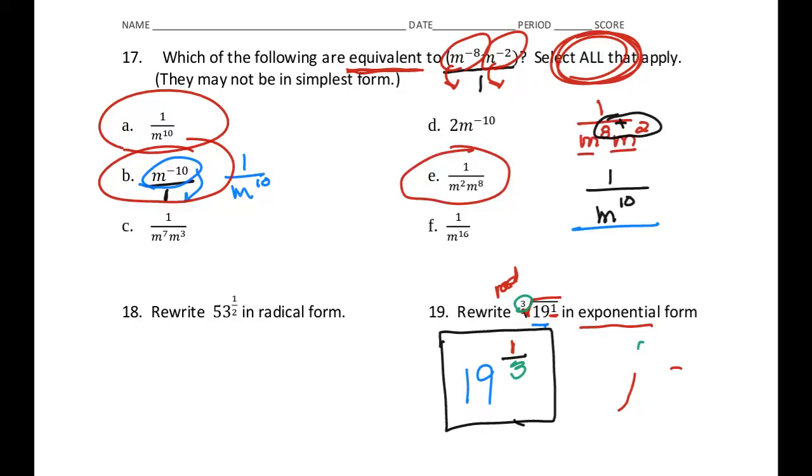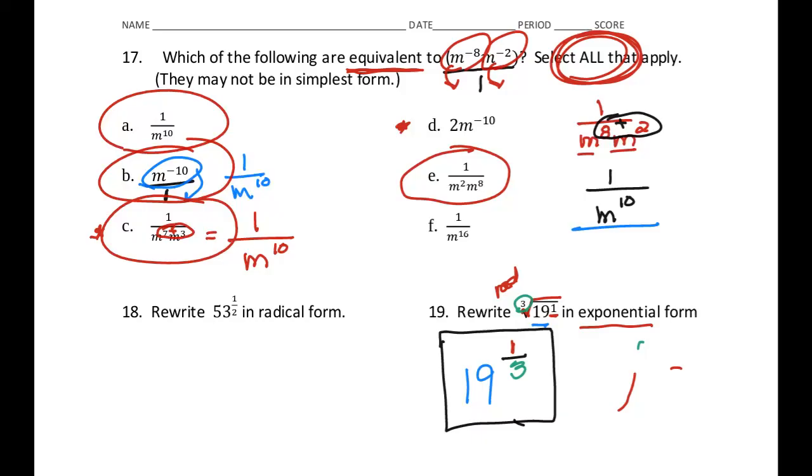Well, D's up here. Here's C. What does this simplify to? 1 over, if I add these together, what do you get? M to the 10th. Isn't that equivalent? Yeah, even though m to the 7th, even though it's not the same numbers at all, it is going to be equivalent. So that one is included too.